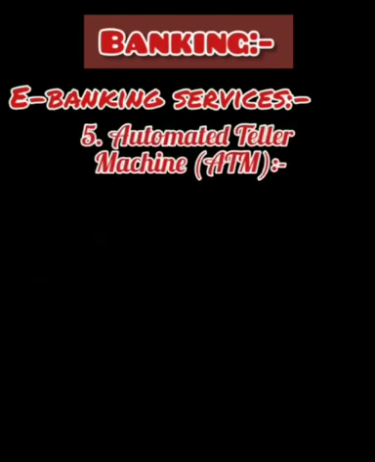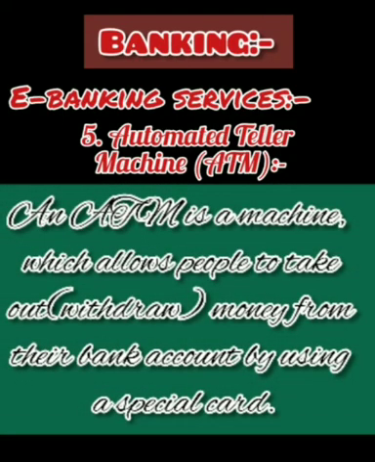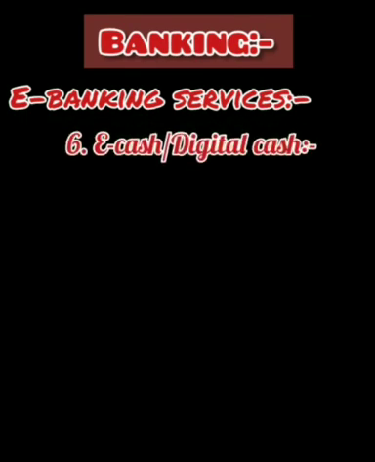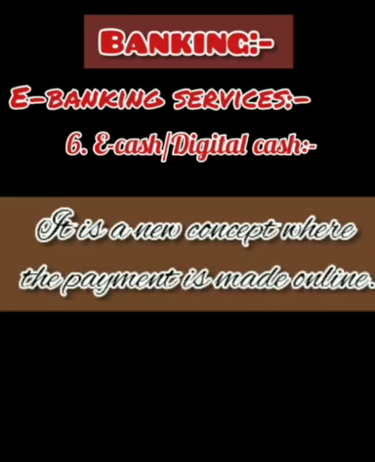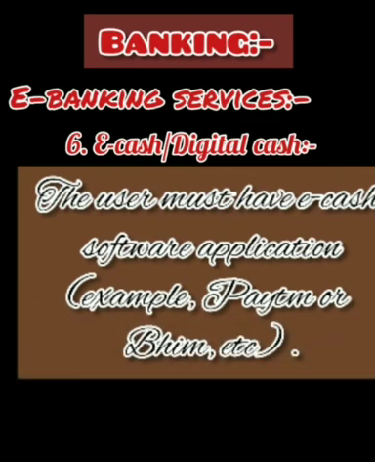Number five, automated teller machine, that is ATM. An ATM is a machine which allows people to take out money from their bank by using a special card. And the last one is e-cash or digital cash. It is a new concept where the payment is made online. The user must have an e-cash software application, for example Paytm or BHIM, etc.